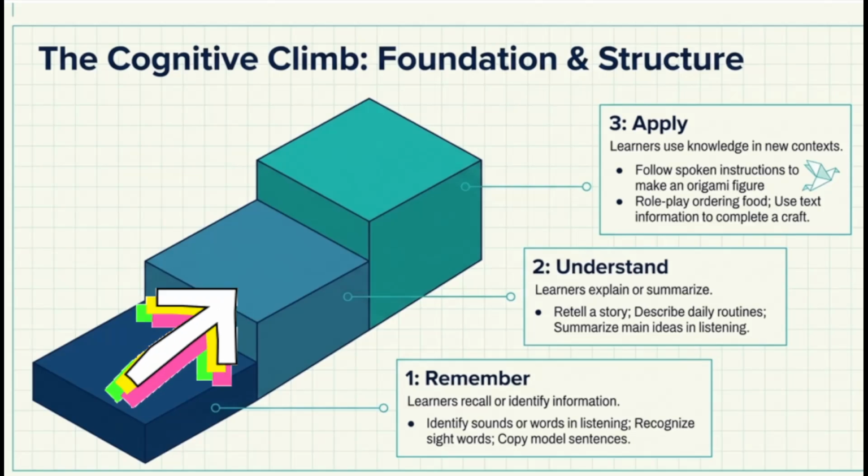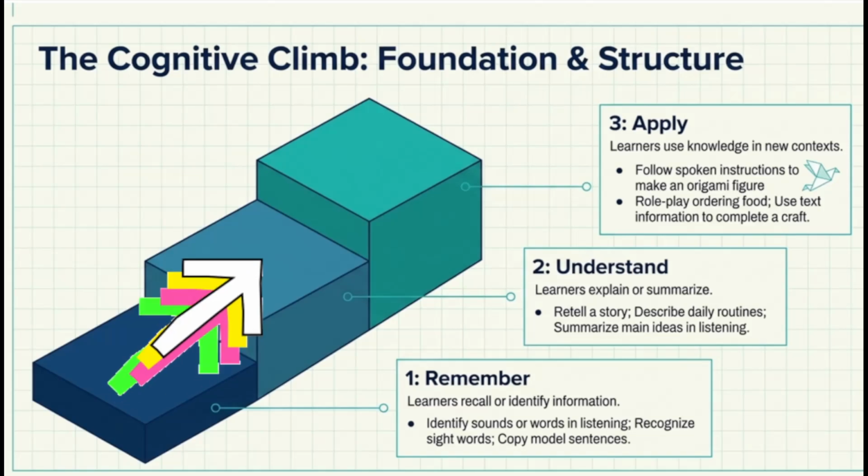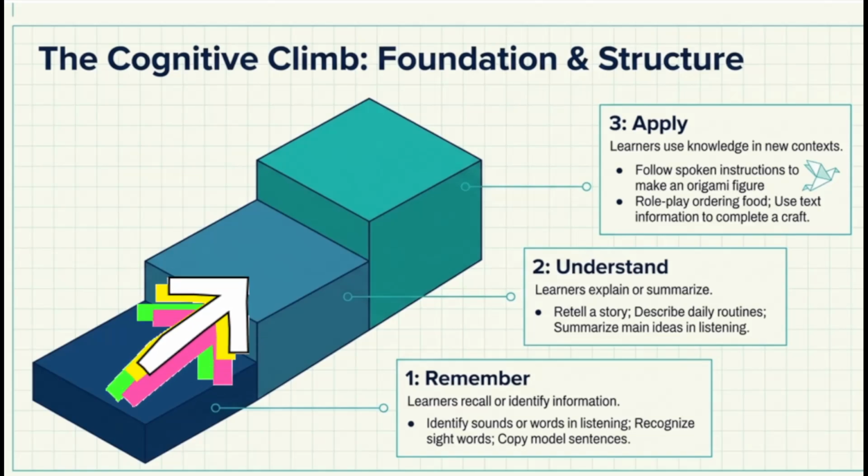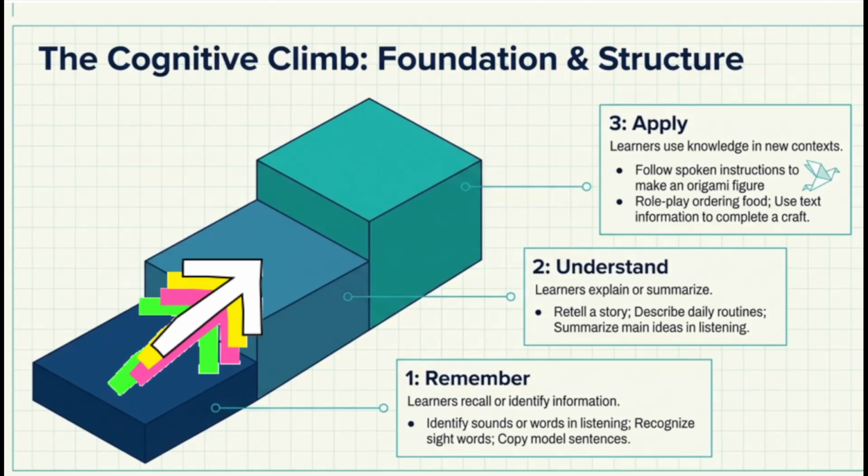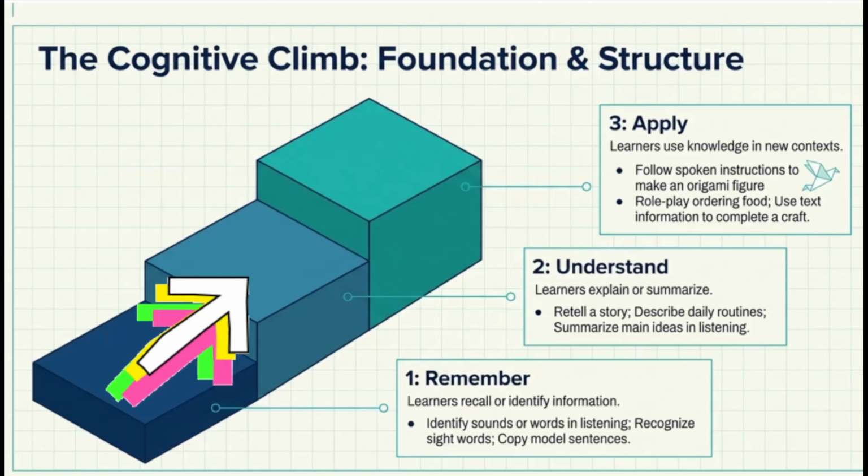The second level is understand. Here, learners show that they understand the meaning of what they have learned. They can explain ideas, retell a story, describe their daily routine, or summarize the main points of a listening text.